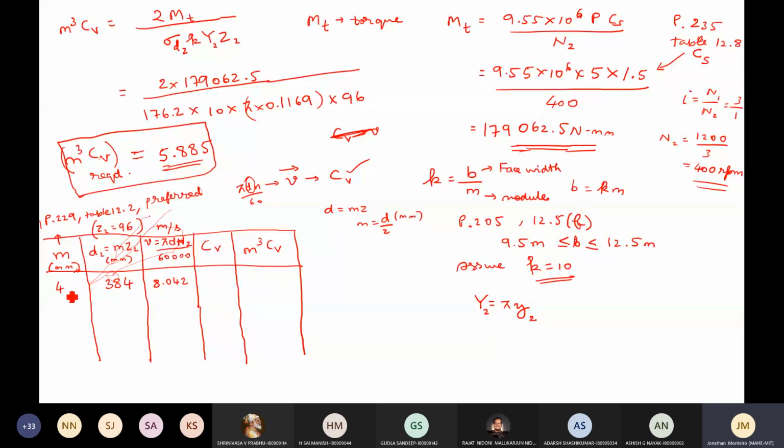I have selected 4 as a starting point. D2 values will come out to be 384. Then it will be 8.042 velocity. Once you have got 8.042 meters per second as velocity, go to CV. From where will you get CV? You have to go to that particular table, right?